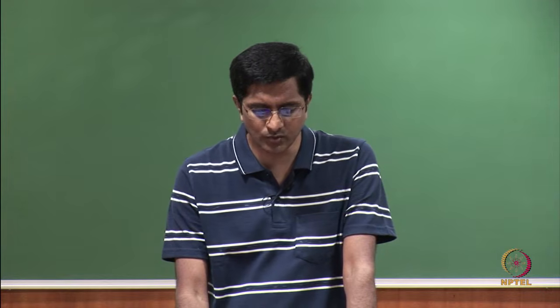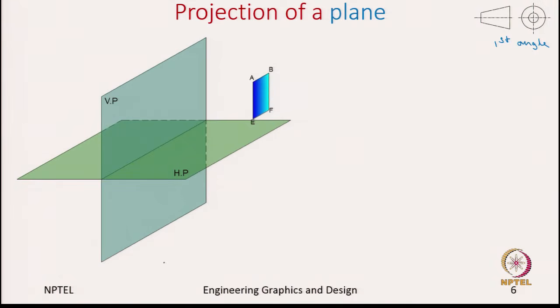Okay. Now, let us move to the next thing, which is projection of a plane. So, again this symbol says we are looking at first angle projection. So, now let us consider this plane ABFE, which is parallel to the vertical plane, but perpendicular to the horizontal plane. So, now let us first start by capturing the front view. So, when we capture the front view, we get A dash, B dash, F dash, E dash.